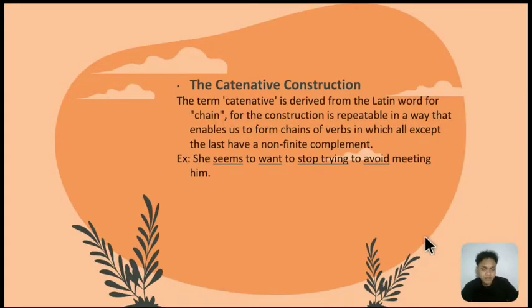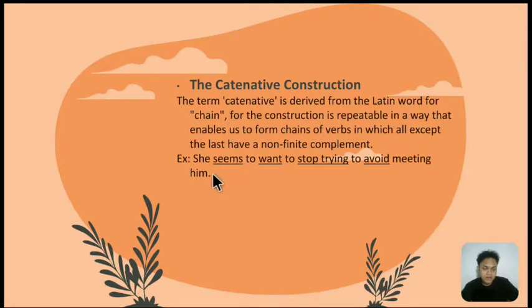Okay, let's start with the catenative construction. What is catenative construction? So catenative comes from a Latin word meaning chain. So catenative construction is a construction that contains chains of verbs where each verb, except the last one, has its own non-finite clause as the complement.